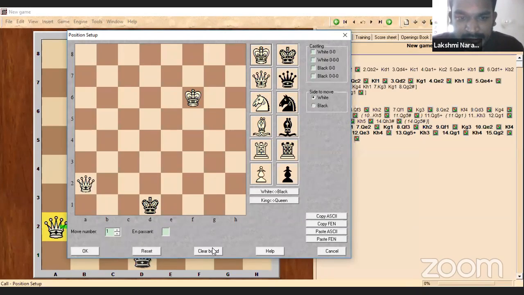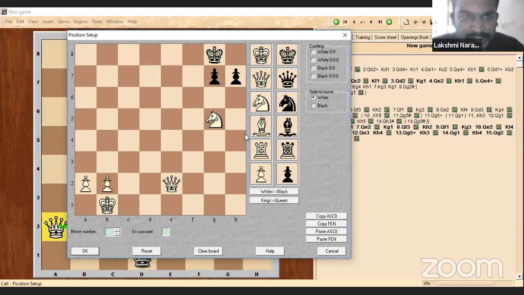So in chess, it's all about mating the king. The value of pieces is important, but sometimes you can give up a higher value. If you are able to mate the king, you can give up any pieces. So to demonstrate that, I will set up a position. In this position, we can see there are a lot of pieces.